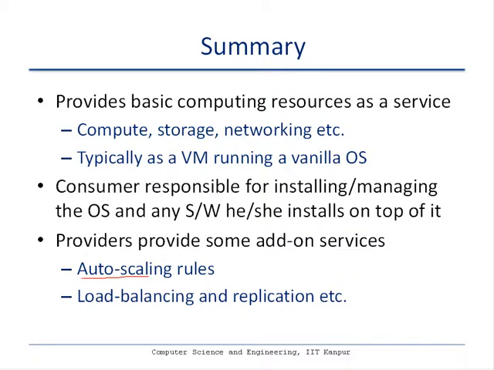Typically, an infrastructure as a service vendor will provide some value-added services, for example, auto scaling, load balancing, and replication, etc. Auto scaling means that as a consumer you will be able to specify certain rules using which the cloud vendor can automatically add more resources to your virtual machines, or even start more instances of your virtual machines if, let's say, the load on your application running in that virtual machine increases.